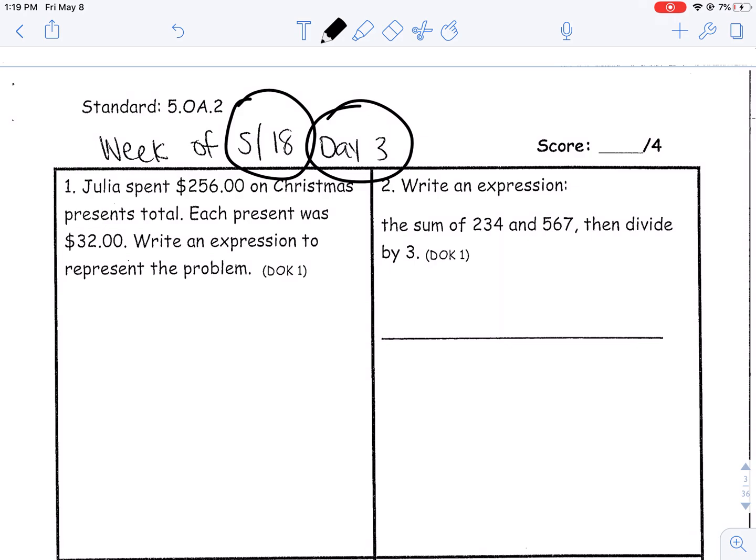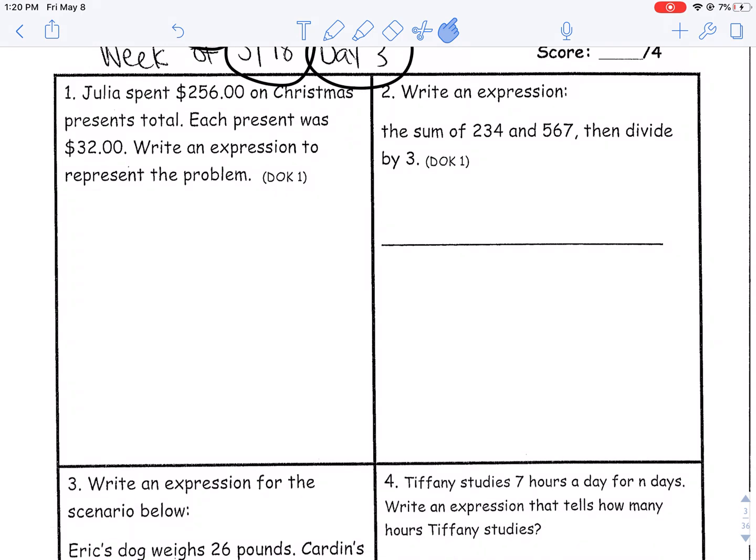And we are working on Module 3 review. In this case, we're working on the standard of OA2. So let's get started. Okay, it says Julia spent $256 on Christmas presents total. Each present was $32. Write an expression to represent the problem.